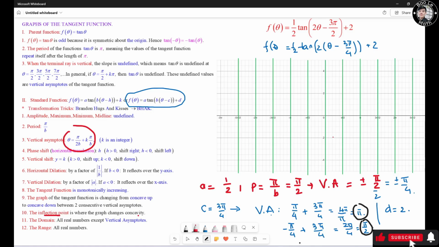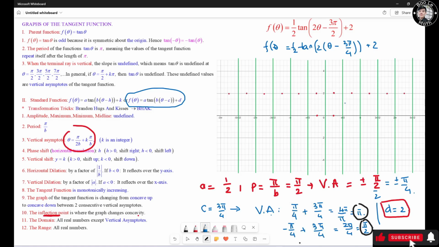Now, after you sketch all vertical asymptotes, right? And then you need to locate the inflection point right here, right? The inflection point is the midpoint between 2 consecutive vertical asymptotes, right? So normally the inflection point should be right here, right? Right here, right? Now, because you have the vertical shift 2 units up, right? So basically you need to shift the inflection point up 2 units, right? So it's going to be right here, and it's going to be right here.